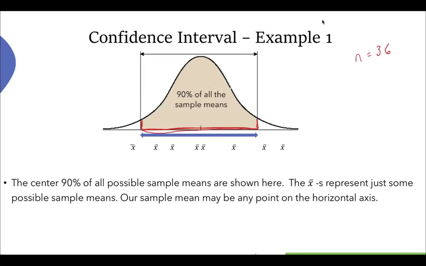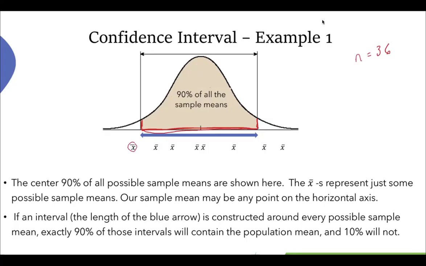So potentially we could choose an X bar that is way off to the left, like this one. If we build an interval around that circled X bar, do you see how the interval, the low and the high, do not capture the true population mean, which is right in the center? So if we happen to pick this X bar, it would be a bad sample mean because it doesn't capture the true population mean when we create the interval.